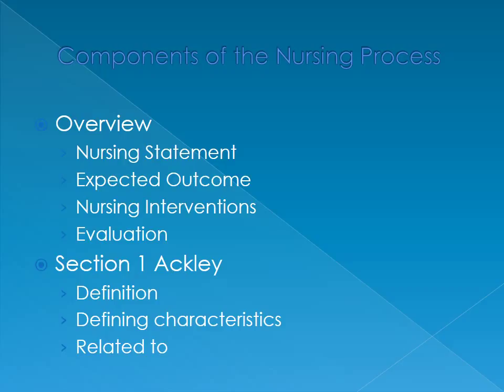So when I get to an expected outcome that just doesn't seem to be working, sometimes I have to go and look at my nursing diagnosis and see if maybe I picked the wrong one there. So we'll talk about that more as we go along. In overview, we're going to be looking at the nursing statement. What we use in our program is a 3-part nursing statement, but there's also 2 parts. I'll talk about that. We're going to talk about expected outcomes, nursing interventions, and evaluation.